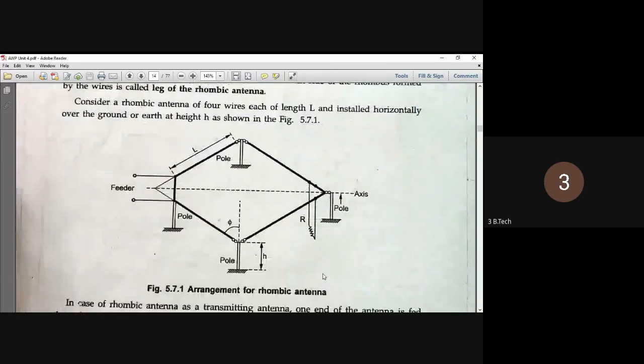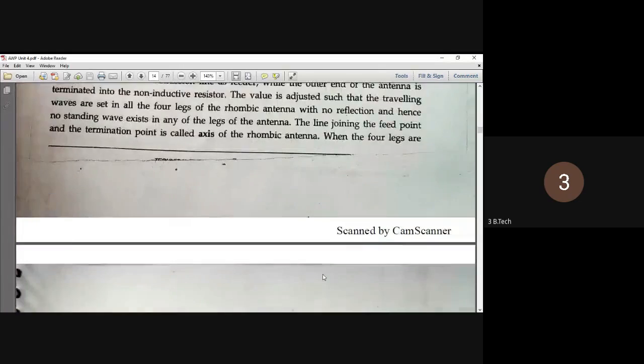Right. So here you can see, consider a rhombic antenna with 4 wires, each of length L, installed horizontally over the ground or earth at a height h. Now you can continue, Monica.